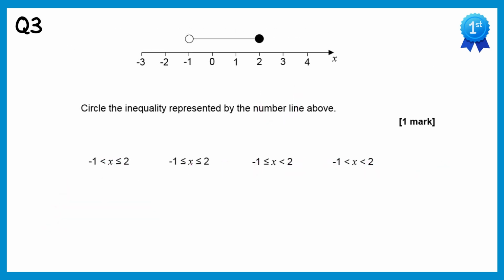For this question, we need to decide which one of these inequalities is represented by the number line. If you look at this dot here, this one's shaded in, so we know we need a less than or equal to sign by the number 2. This one here is open though, so we just need a regular less than sign. So it must be the first answer here, because it has a less than or equal to with the 2, and a less than with the negative 1.